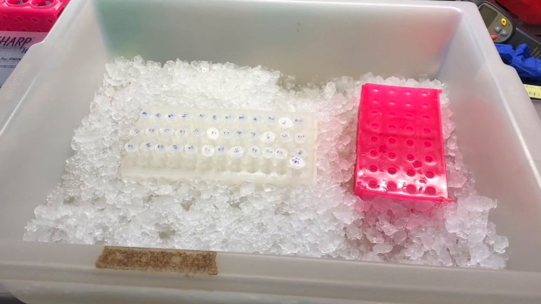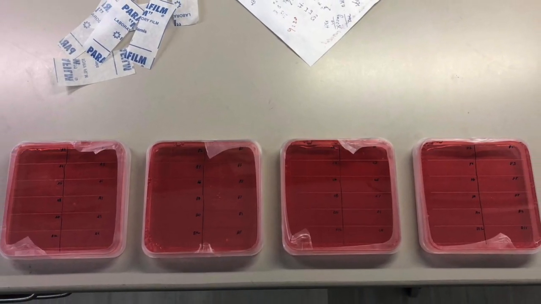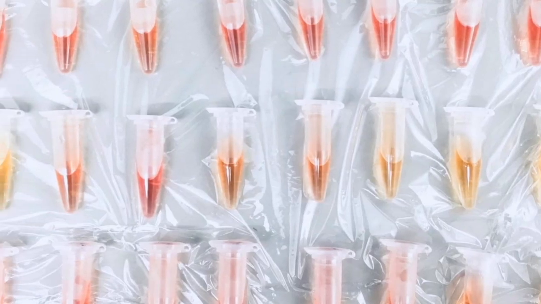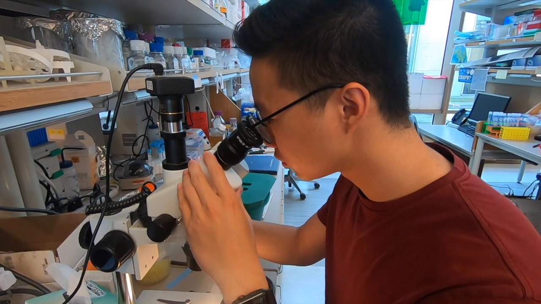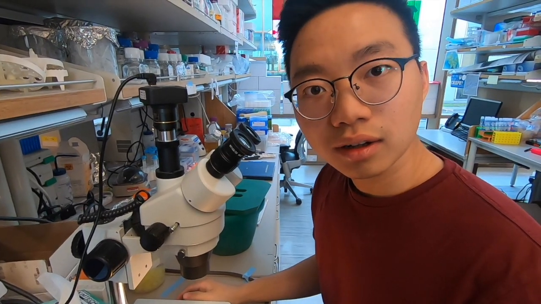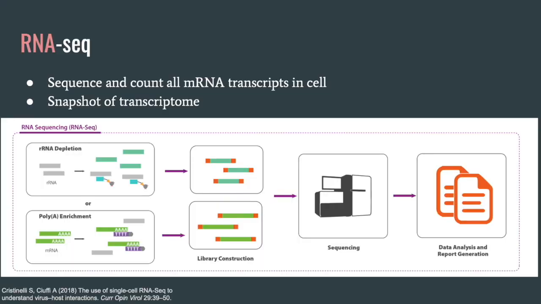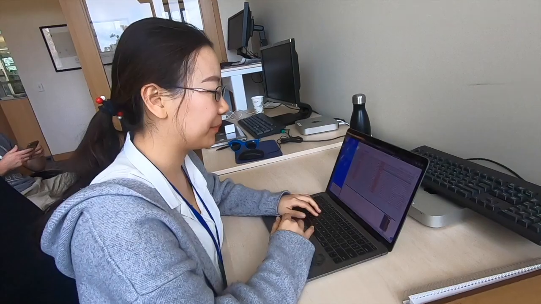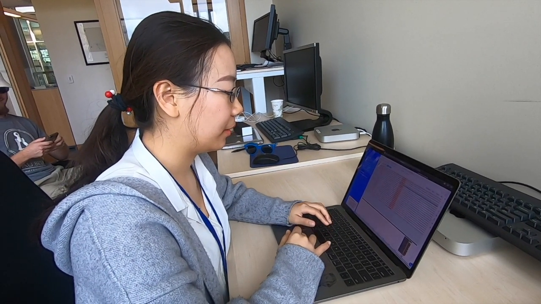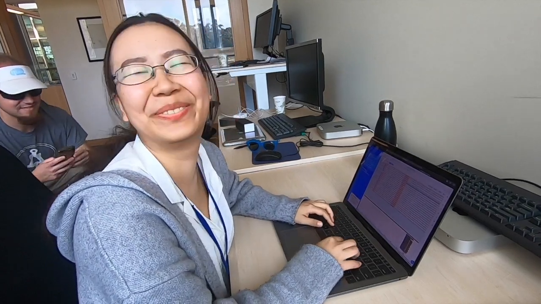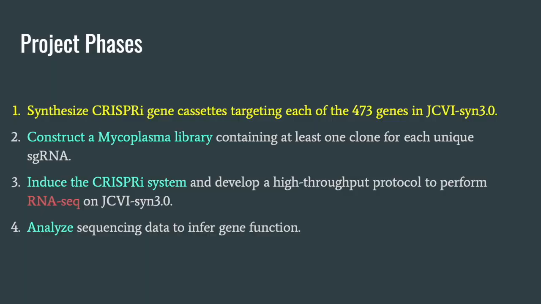Second, we develop a library of minimal cells, each containing a single set of instructions from our plasmid library. Third, we induce CRISPR-I. Fourth, we take a snapshot of the transcriptome using RNA sequencing. And finally, we analyze the sequencing data to infer gene function. We successfully completed the first step of this protocol and are currently working to optimize the second step.